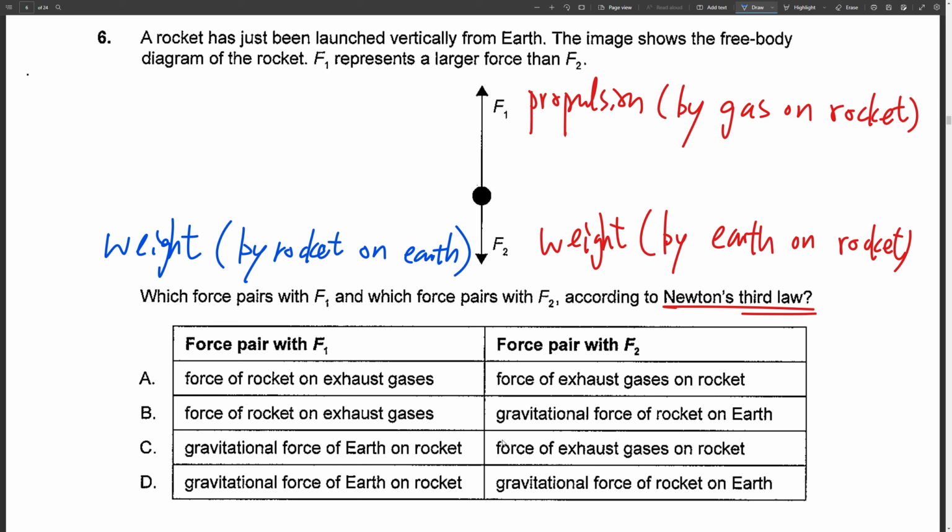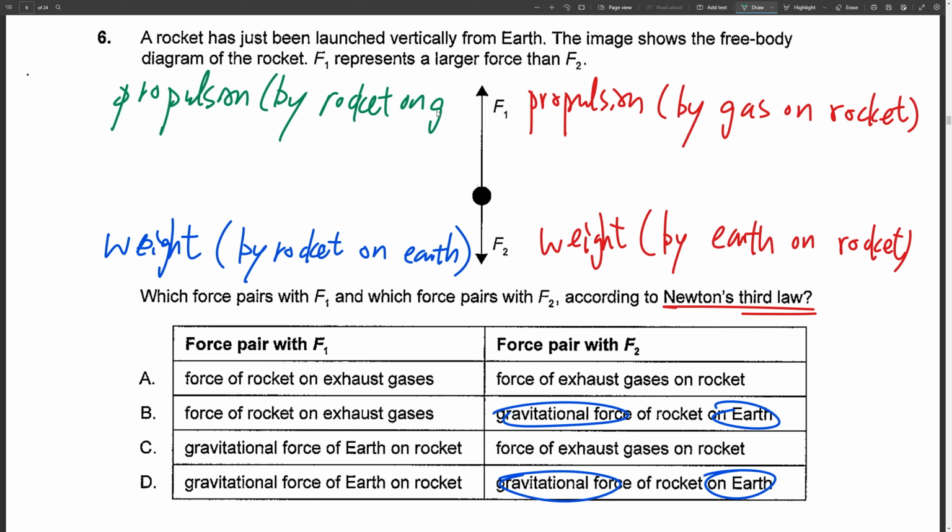Which description goes with the blue arrow over here? It is a gravitational force, and it is acting on the Earth. On the Earth. So options B and D sound possible. How about the pair of F1? It should be another propulsion force, but this propulsion is acted by the rocket on the gas. It is a propulsion acting on the gas. So the correct answer is B.